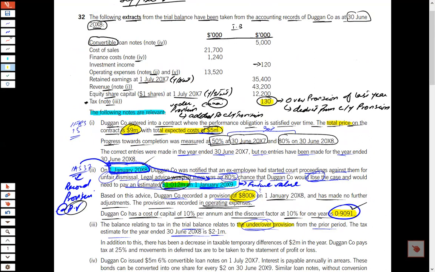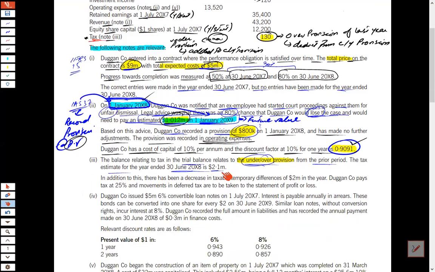So we have to identify: if any amount is given on the credit side under tax, that's an over provision. And if any amount is given under tax on the debit side, it's an under provision of last year. Under provision of last year would be added to the current year provision, and a credit balance like an over provision would be deducted from the current year provision of 2.1 million.